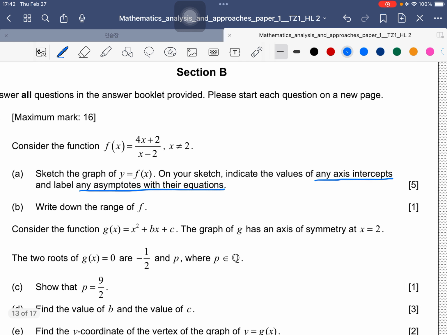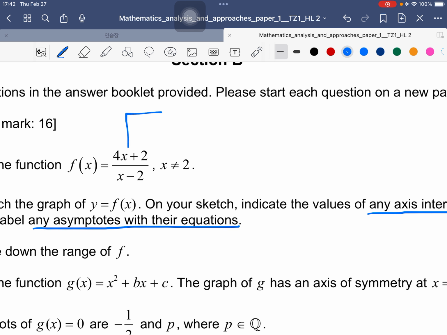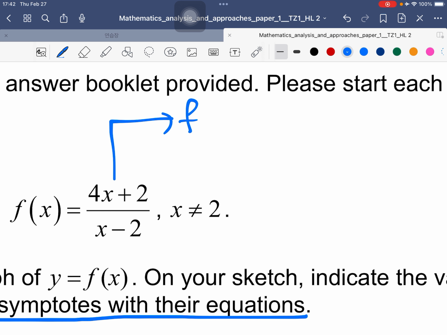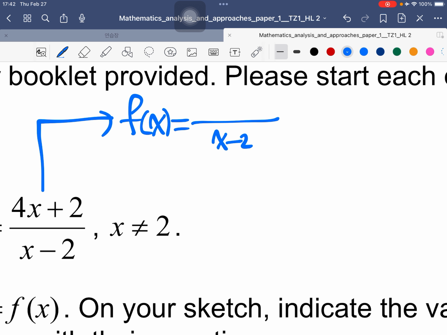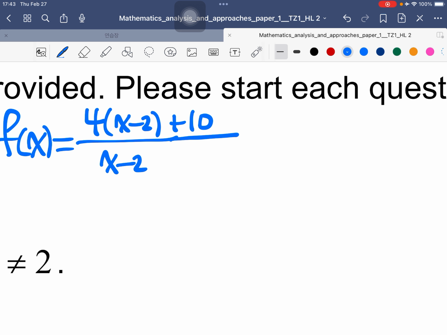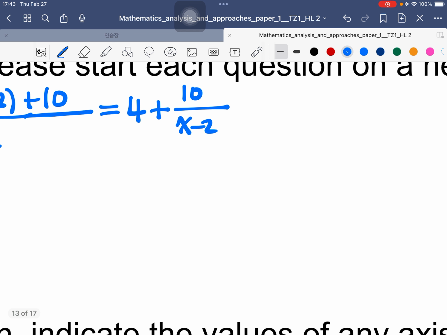This is the requirement. So this function here, I can express it as f of x equals, with denominator x minus 2, just leave it there. You can put another x minus 2 on the numerator and times 4 to make it the same as 4x minus 8 now. So to make it 2, make plus 10 over here. This is the same equation, and because x is not 2, we can express this as 4 plus 10 over x minus 2. So let's graph this one.